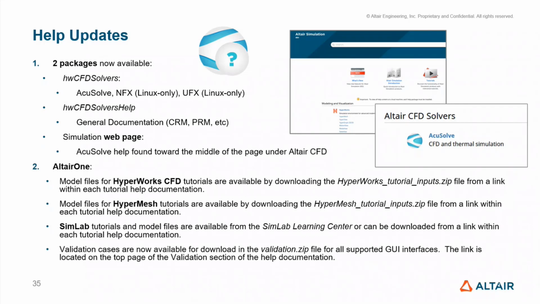Within each tutorial, it points to a single link that contains a zip file of all of the tutorial files. SimLab tutorials and model files are available online from the SimLab Learning Center, but also can be downloaded by clicking the link within each tutorial. Validation cases, again, as one single zip file, can be downloaded from a link at the top of the validation section of the help.